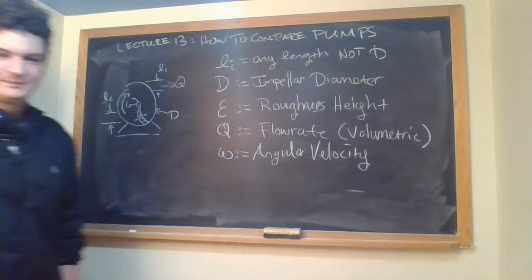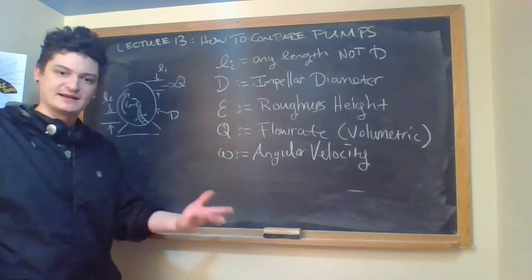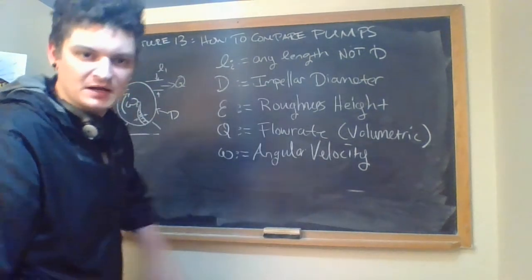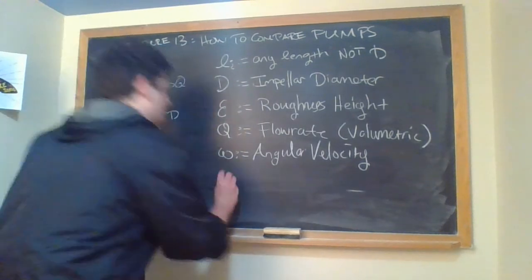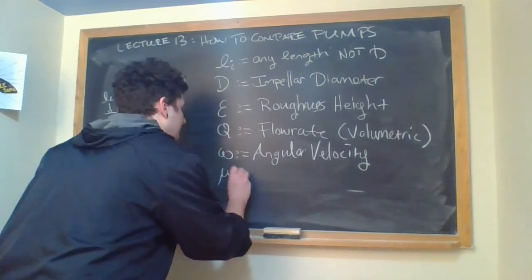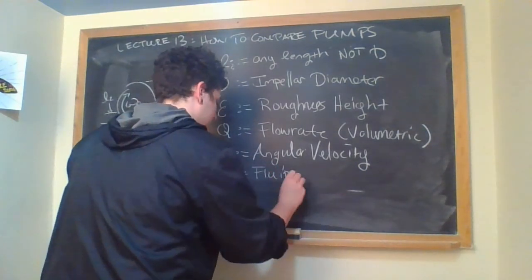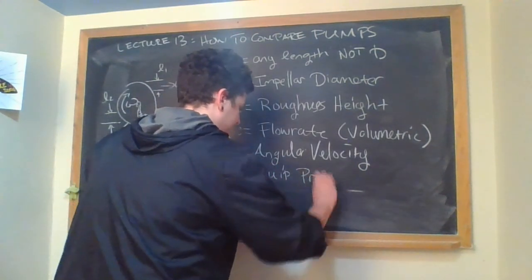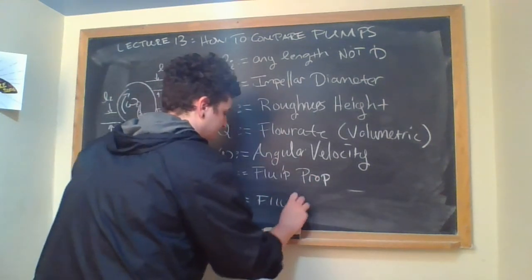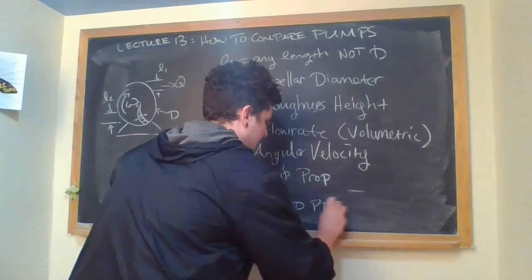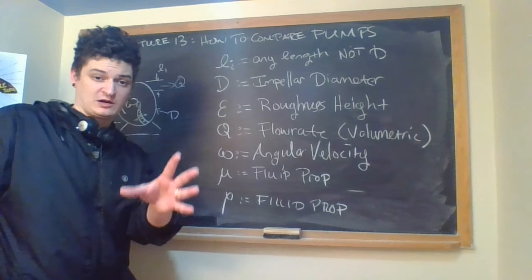Angular velocity of the pump spinning, so how fast you're rotating the impeller. Clearly that has some effect on any sort of thing you're trying to predict. And then we also have fluid properties. So these are sort of fluid properties for incompressible flow.